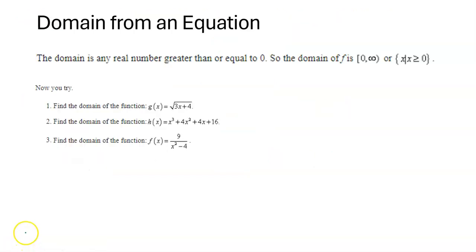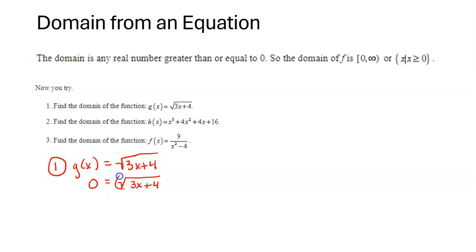Domain from an equation. Okay, hold on just a second. Okay, to find the domain of a function, you have to set it to 0. So let's start with 1. So we have g of x is equal to the square root of 3x plus 4. Okay, so we're going to make this 0. Then we're going to square both sides to get rid of the square root. Then I'm going to solve for x.